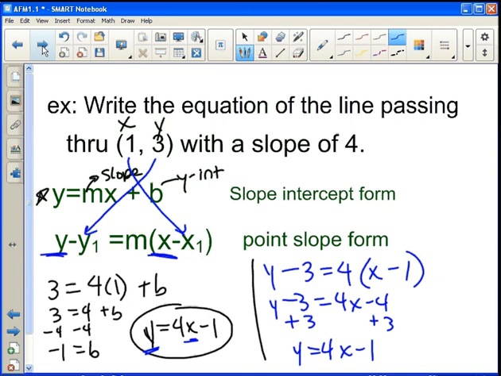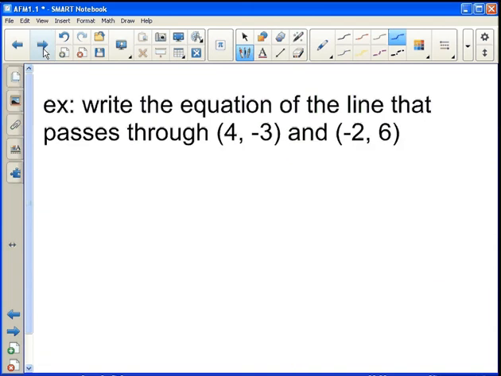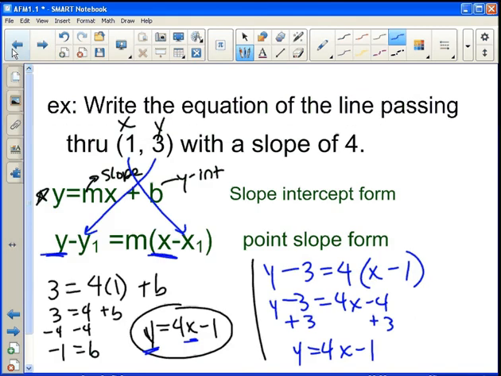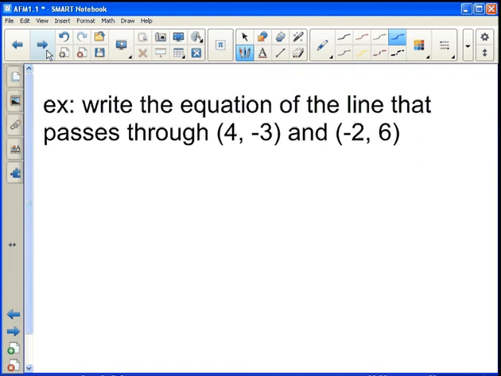Now write the equation of a line that passes through (4, -3) and (-2, 6). You always need a slope and a point in order to find the equation of a line. Now in our previous example, they gave us very explicitly the point and the slope. In this example, they give us 2 points, but we have to have the slope to write the equation. So we need to use these 2 points to find the slope using the slope equation that we did a couple slides ago. So we get 6 plus 3 on top, that's 9. Negative 2 minus 4 is negative 6 on the bottom. So our slope is negative 3/2.